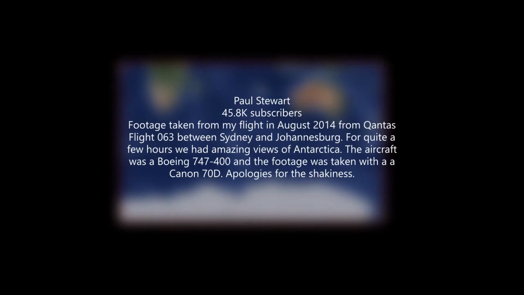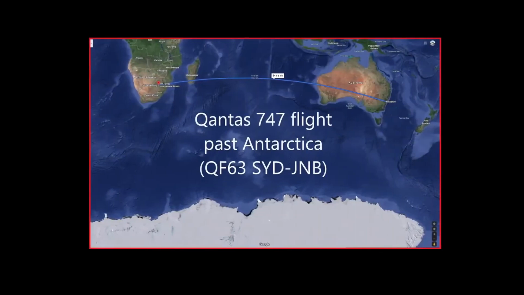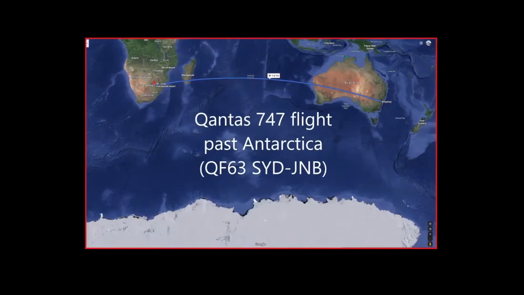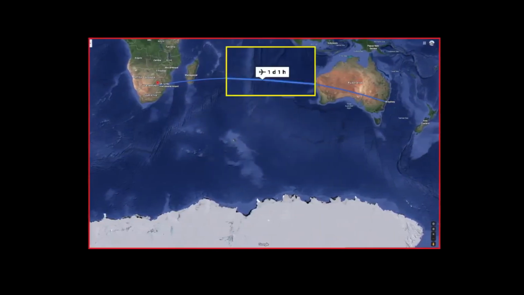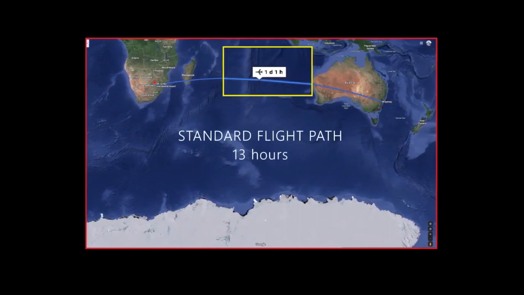This is footage taken from my flight in August 2014 from Qantas flight Q63 between Sydney and Johannesburg. For quite a few hours, we had amazing views of Antarctica. The aircraft was a Boeing 747-400, and the footage was taken with a Canon 70D. Apologies for the shakiness.